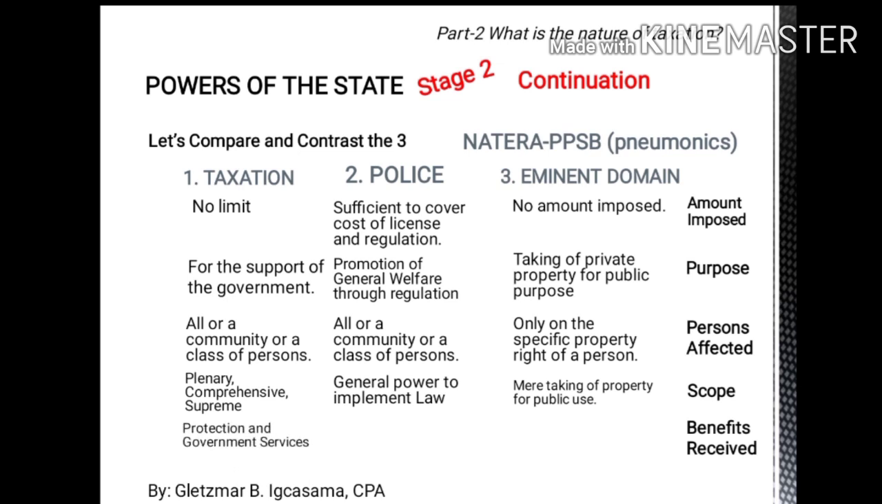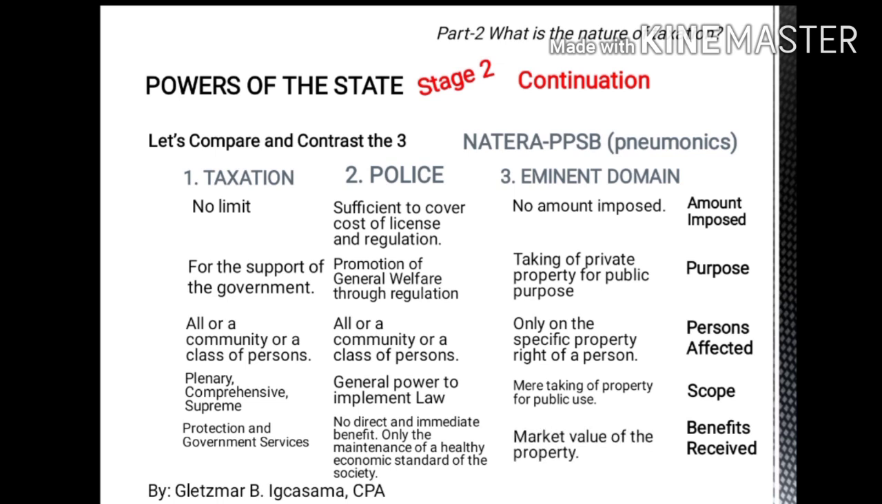So, because of the taxation power, when you pay taxes, you receive protection and government services. That's the benefit that you're going to receive. In the police power, there is no direct or immediate benefit. However, there is a maintenance of a healthy economic standard of the society. And in the eminent domain, the only benefit that you're going to receive is the just compensation, which is equivalent to the market value of the property. So that's it for the inherent powers of the state.